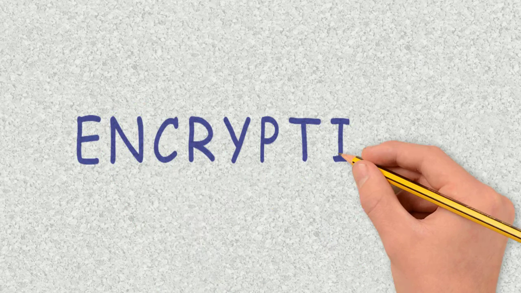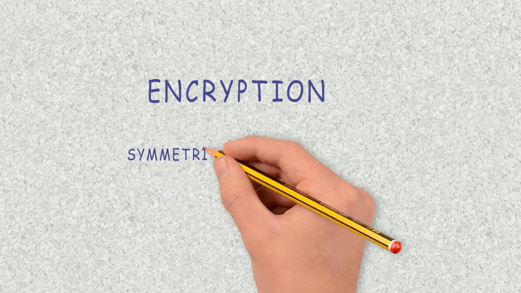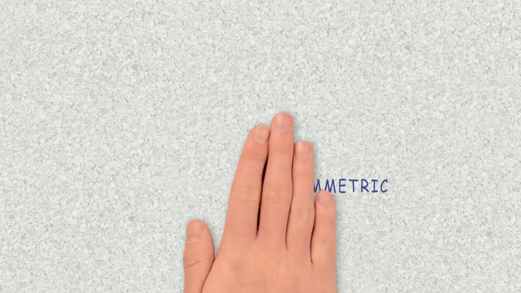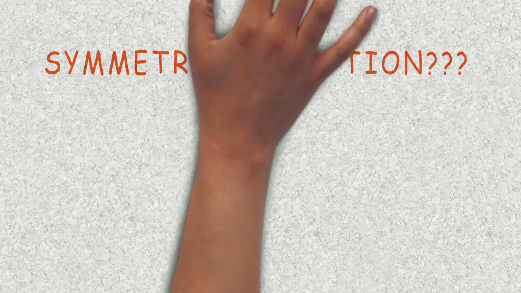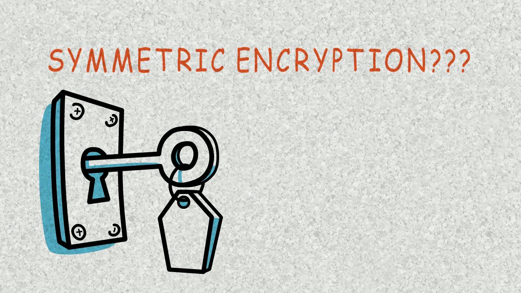In this video, we will be discussing various encryption techniques, their mechanisms as well as applications. Generally, they can be categorized into symmetric and asymmetric. Now firstly, let's take a look at symmetric encryption. Symmetric encryption means that the same key is used for both encrypting and decrypting.